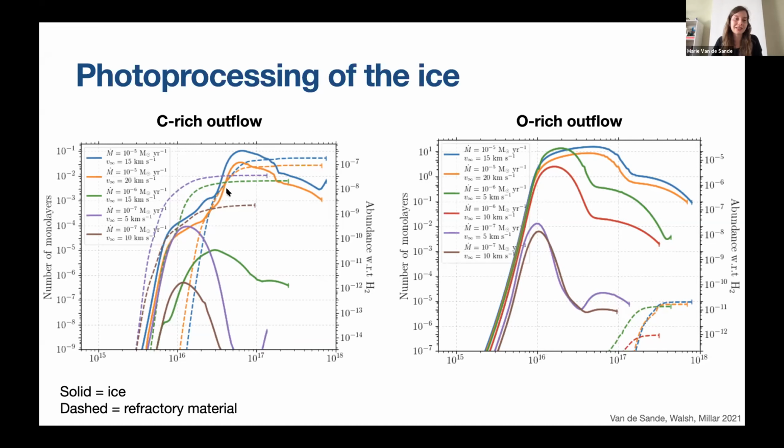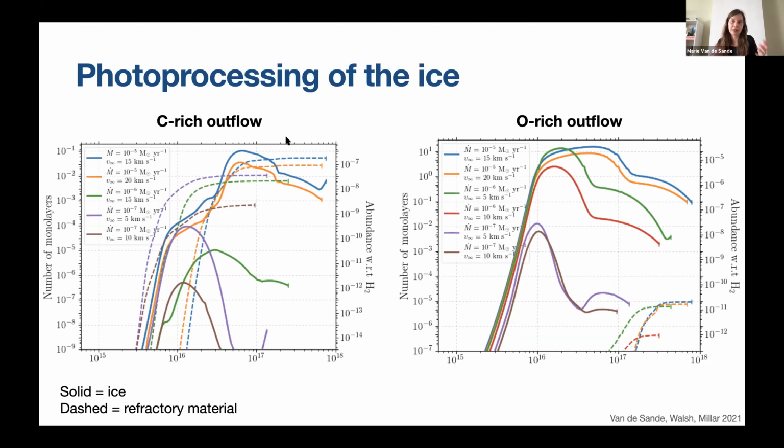For the carbon-rich outflow, the situation is different because there's plenty of carbon floating around. And we can reach a coverage of 10% here. And what's interesting is that also these low density outflows have quite a significant refractory coverage, so the purple and brown lines. And that's exactly because of the lower density. This means that there's less shielding against interstellar UV radiation. And in fact, what we see is that as soon as a complex ice is formed on the dust, it gets photoprocessed into refractory material. So that's what we see here.